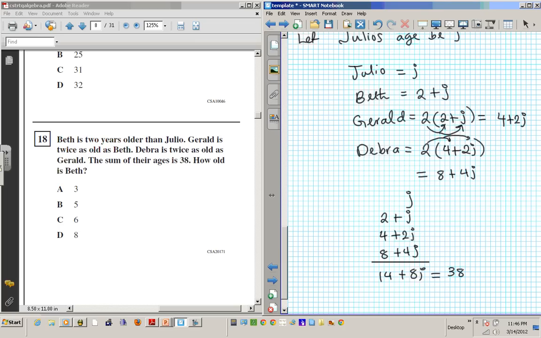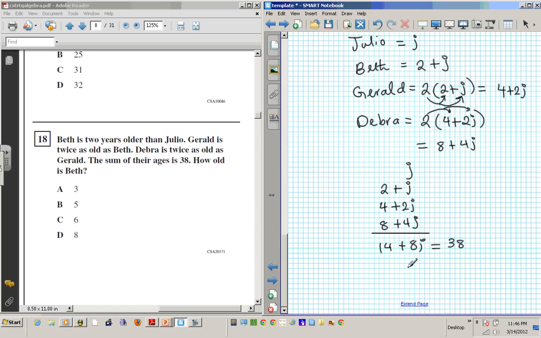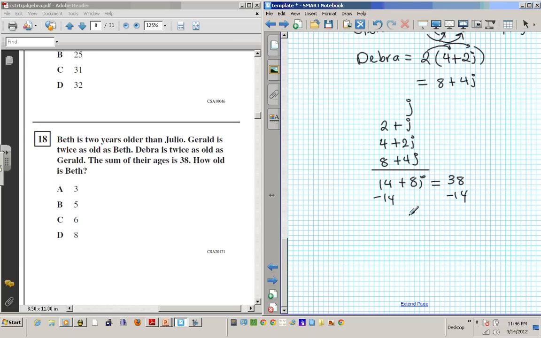Alright, so let's solve this for J. I'll subtract 14 from both sides, and then I'll have 8J equals 24. Divide both sides by 8, and I have J equals 3. What does this mean? This means that Julio is 3 years old. Is that what the question asked for? No, the question asked for Beth.